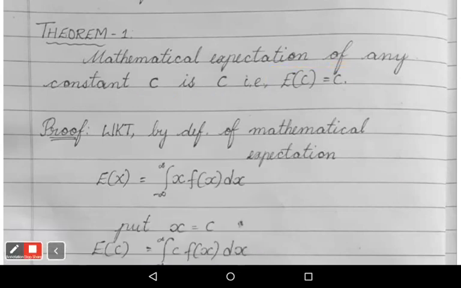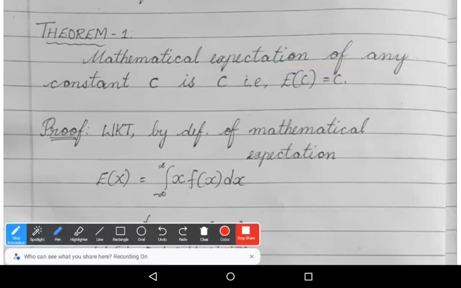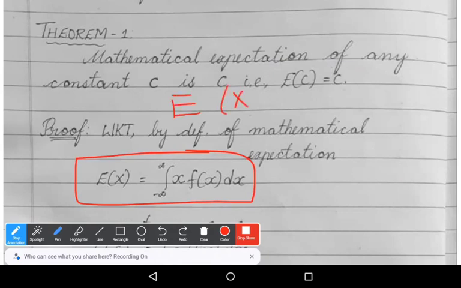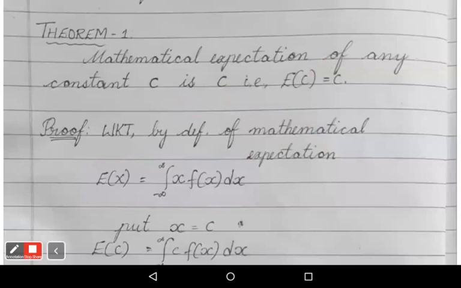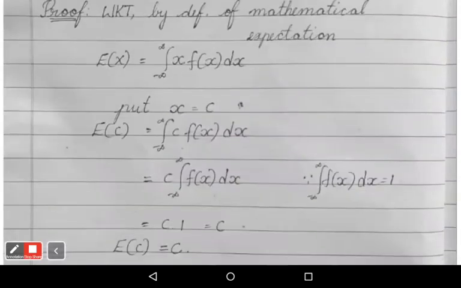Right. We know that by the definition of mathematical expectation, expectation of X is equal to integral minus infinity to plus infinity X into f of X dx. That's it. So put X is equal to C here.